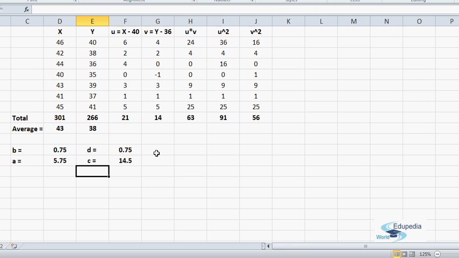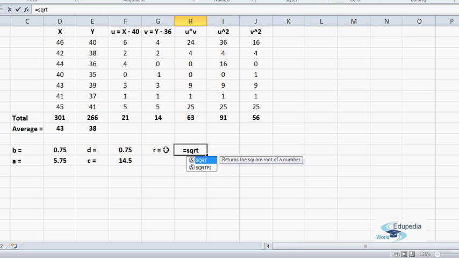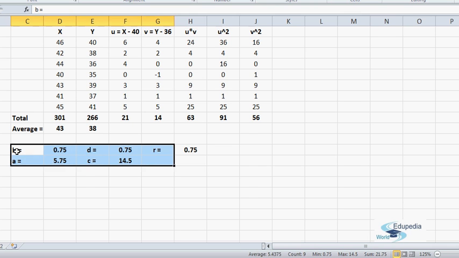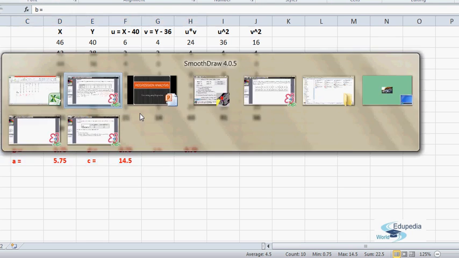Well, we've got all of these, and what about R? Let's just see if we are getting the same sign or not. R equals the square root of B multiplied by D, which is this value, multiplied by the value here, which again will be the same because both the values are same. So here we have got the values of A, B, C, D and R. We are now ready to find the regression equation and then estimate the value.